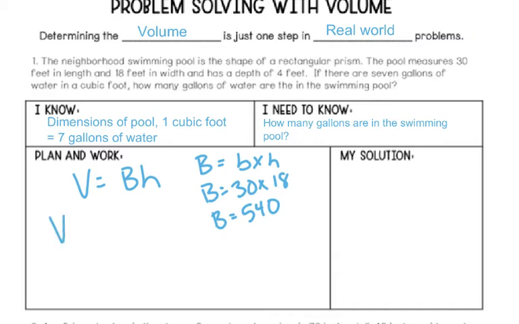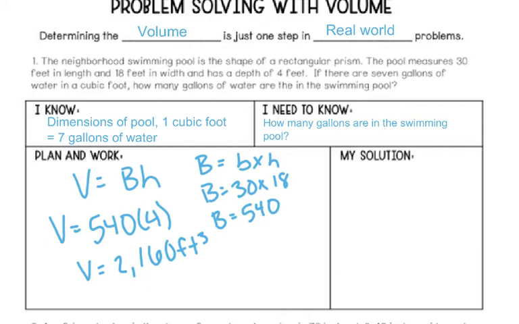Now I need to put that into my formula and then multiply by the height of the pool, which is 4 feet. This gives me a total volume of 2,160 feet cubed. Now I've completed some plan and work, and now I need to make sure, did I answer the question that was being asked?